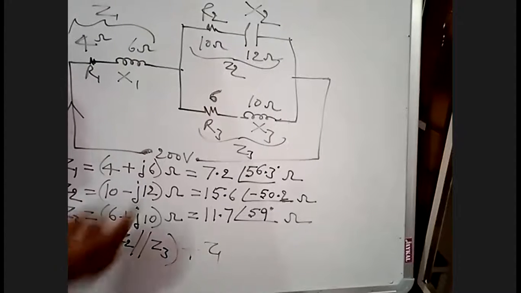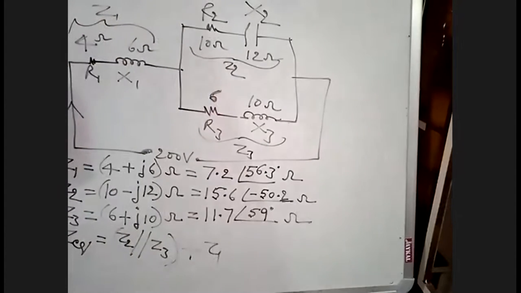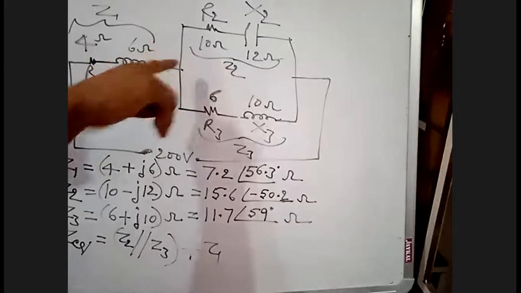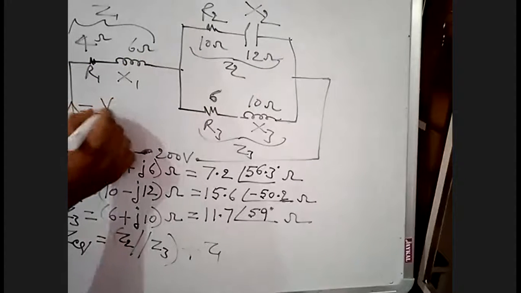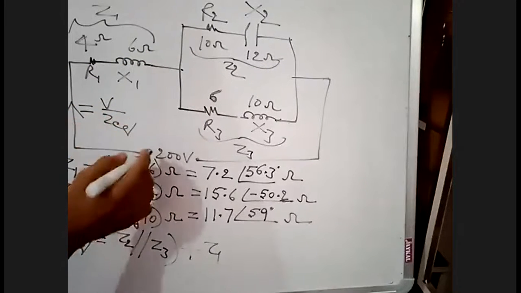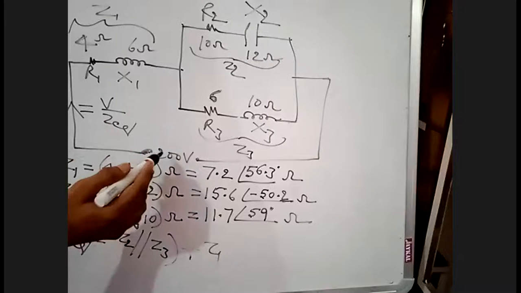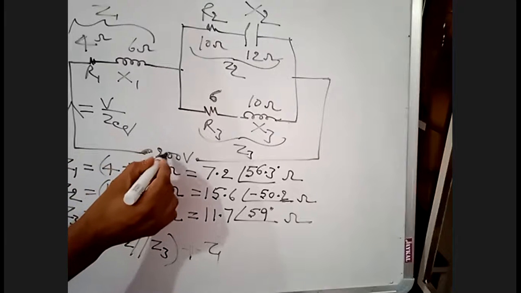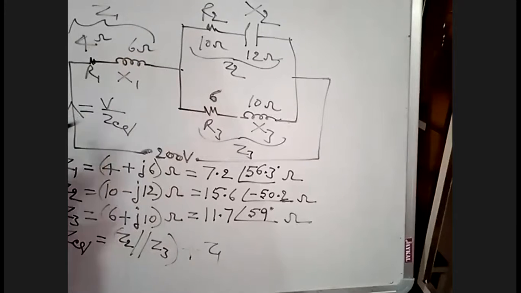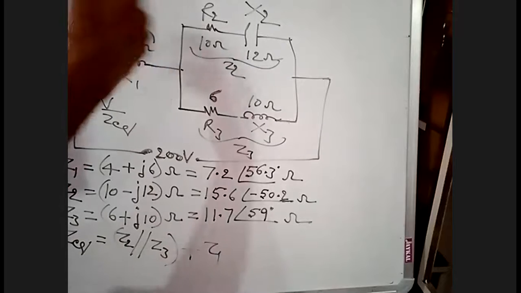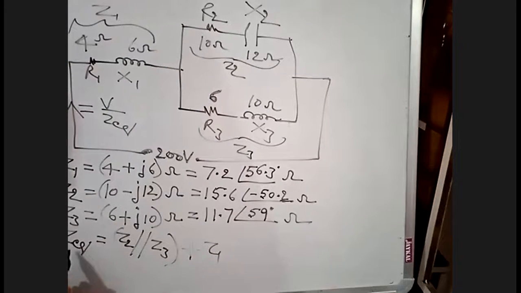Now I have to determine the total impedance of this circuit. If I know the total impedance, then I can determine the current. I is equal to V by Z. This 200 volts is delivering the total current. Therefore, total current is equal to total voltage divided by the total impedance of the circuit, which is Z equivalent.